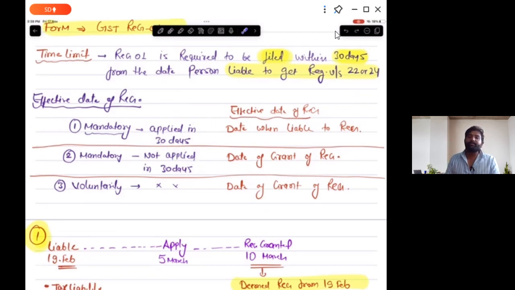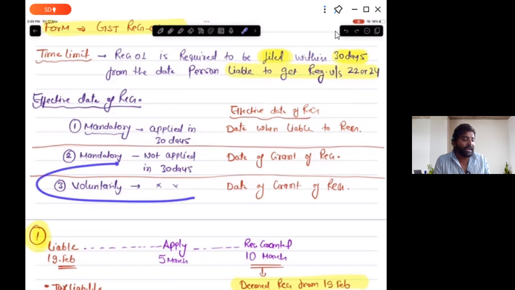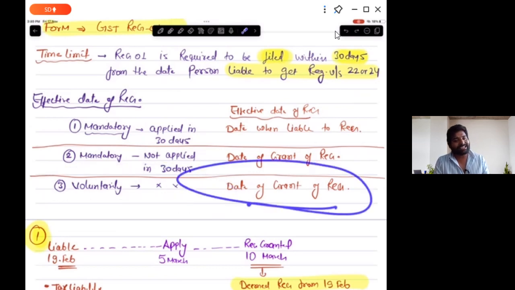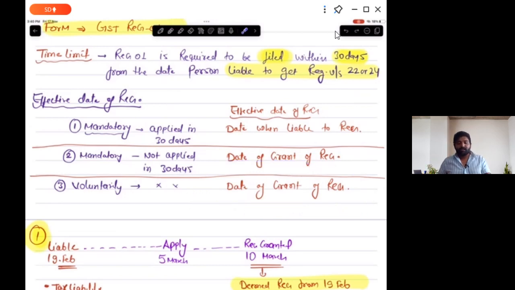Great. Now, what if I voluntarily need to get registered? Very simple. If I am voluntarily registering myself, then whenever I am getting the GST, I don't have any date from where I am liable to get registered. So there is no date for liability to get registered. That's why in this case, date of grant of registration should be considered the effective date of registration.